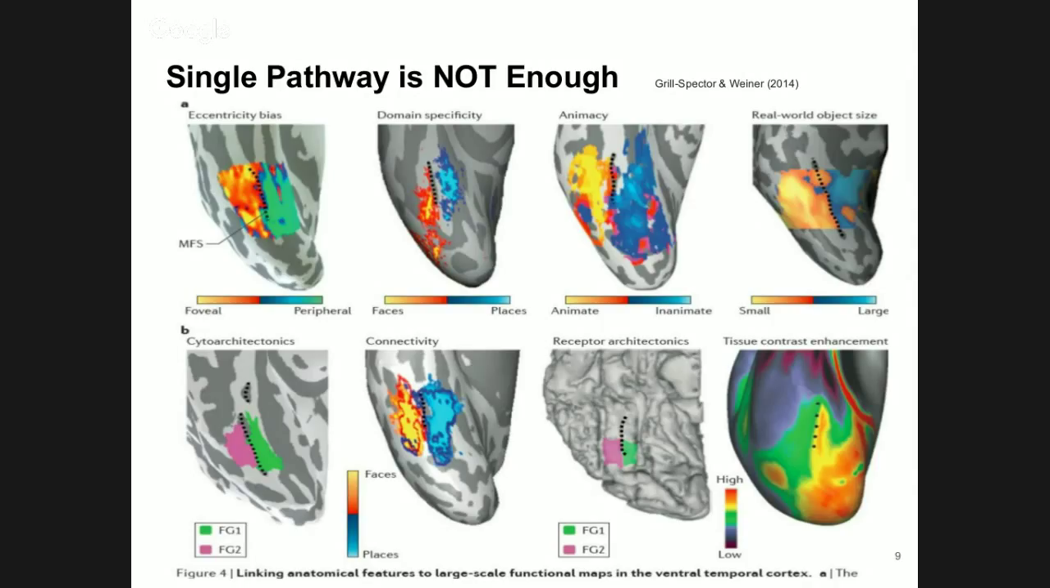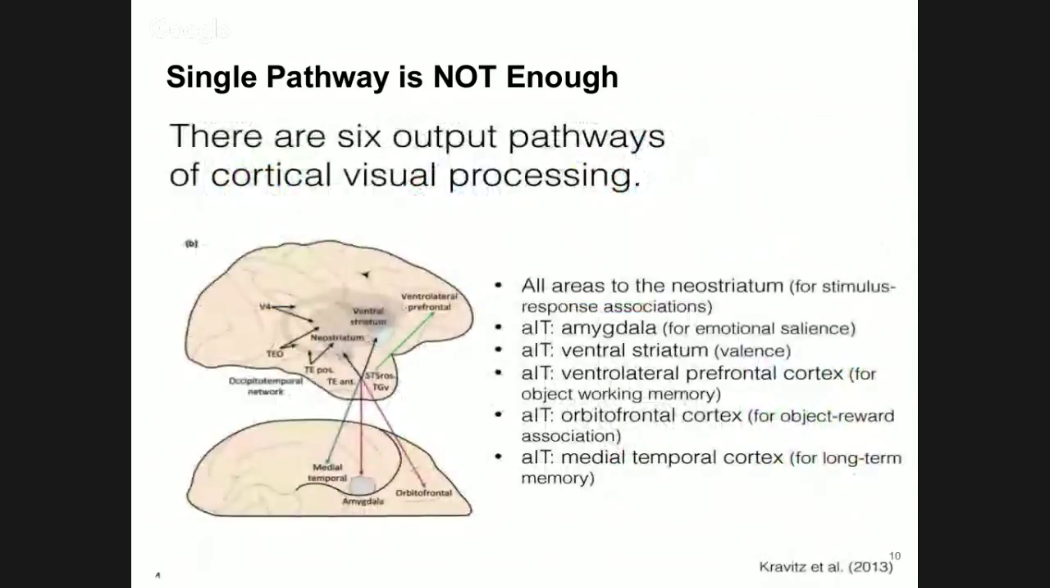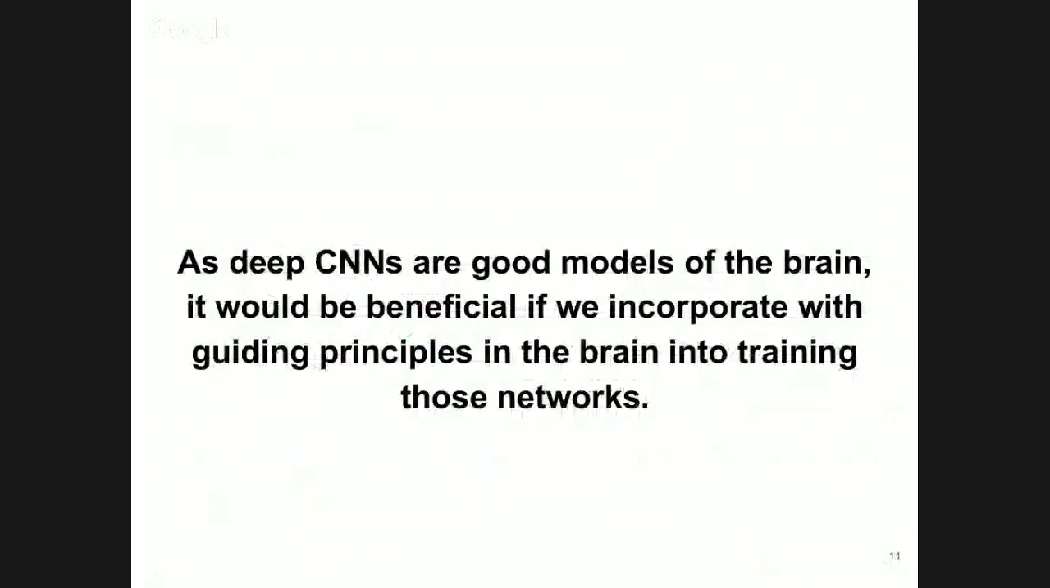Okay. Yes. And their findings are also suggested by Kravitz et al. In 2013, he proposed that there are actually six output pathways in the cortical visual processing, especially in IT. This figure is from Ben, who presented it at Penn this June. So all of this evidence suggests that a single pathway is not enough to build a computational model for object recognition.